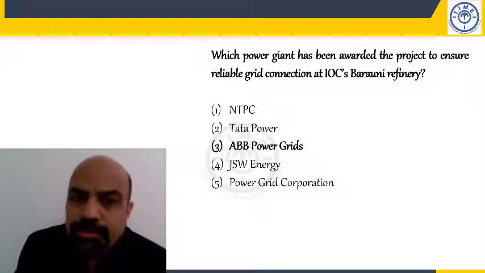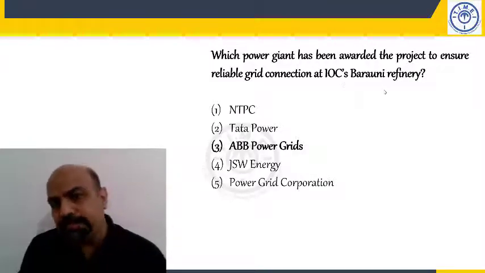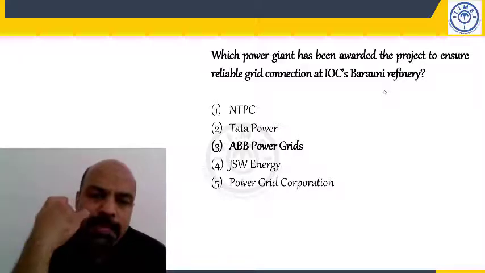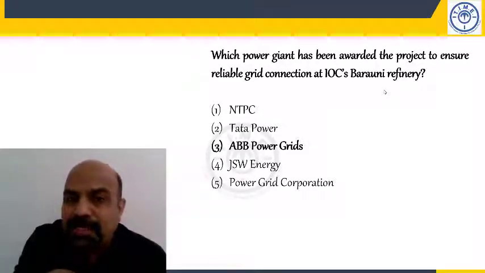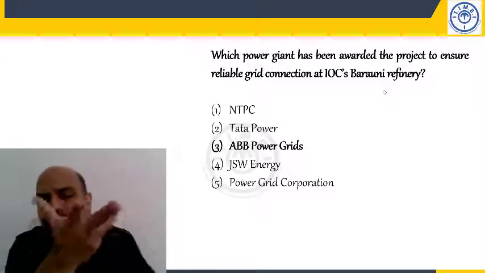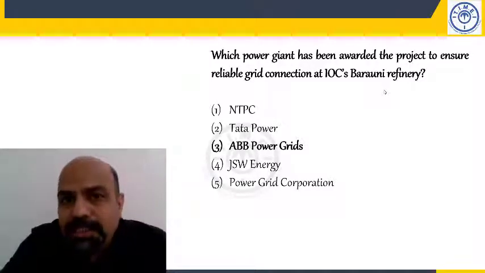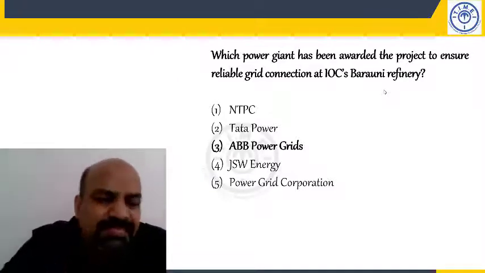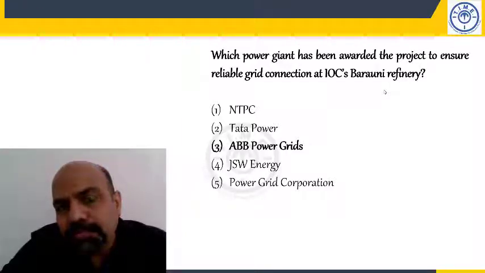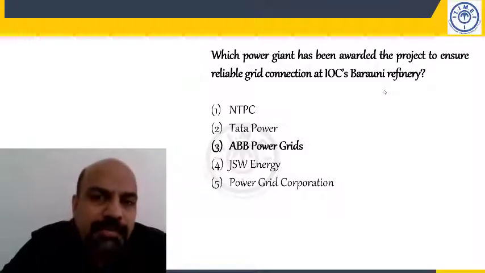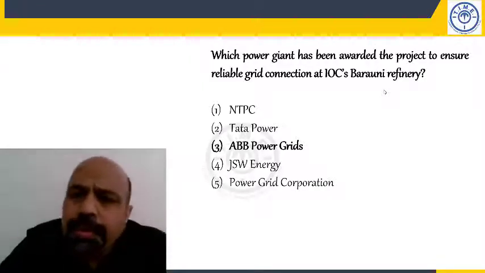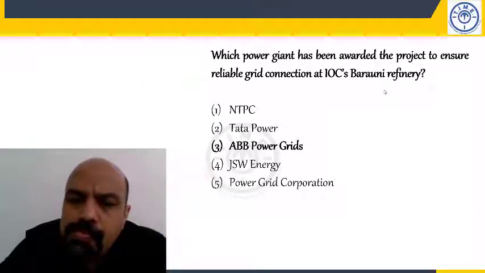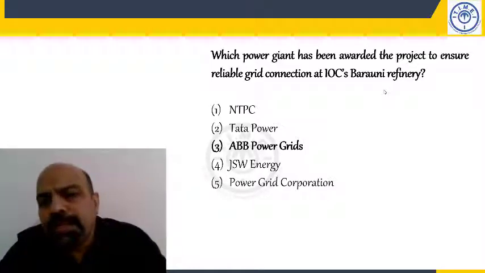Which power giant has been awarded the project to ensure reliable grid connections at Indian Oil Corporation's Barauni refinery? ABB Power Grids. ये जो ABB है, एक जमाने में, see, now it is owned by Hitachi. You could write ABB Power Grids dash acquired by Hitachi of Japan for about $12 billion in December 2019.